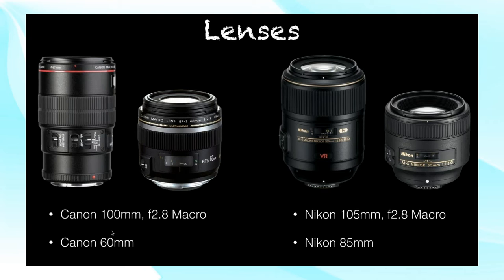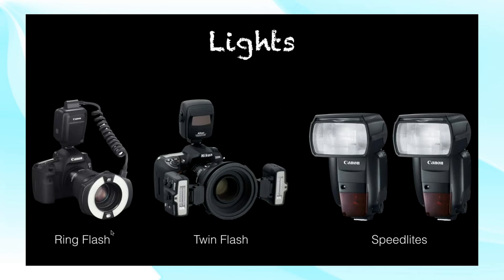So for intraoral photography, I definitely recommend getting the 100 or the 105 for the Nikon, because that's what's going to give us the best ratio for the teeth. It's going to give us a one-to-one ratio, and it's going to give us really, really good focus on those teeth that we want. The next thing that we need to speak about is lights.